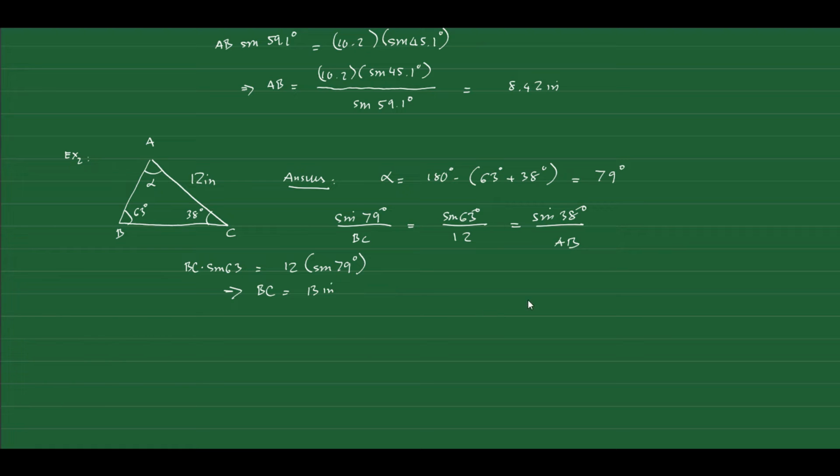Okay. Same thing we can solve for AB. So AB sine 63 equals 12 sine 38. So from here we got AB, which is 8.29. Alright. So that's the first case.